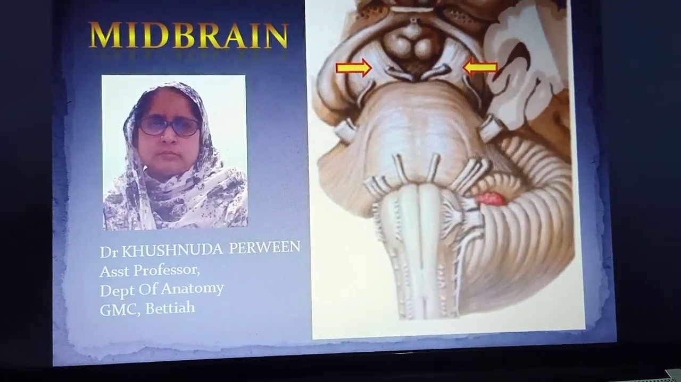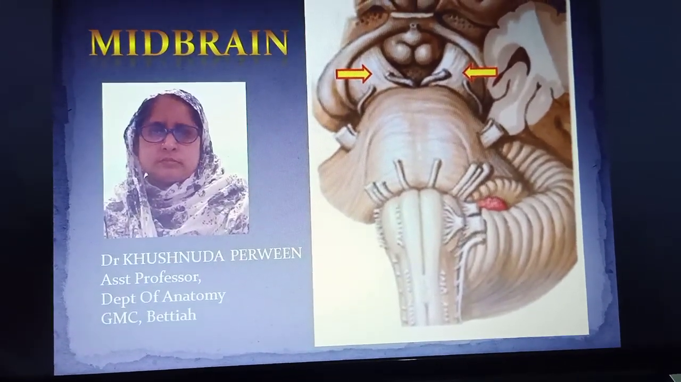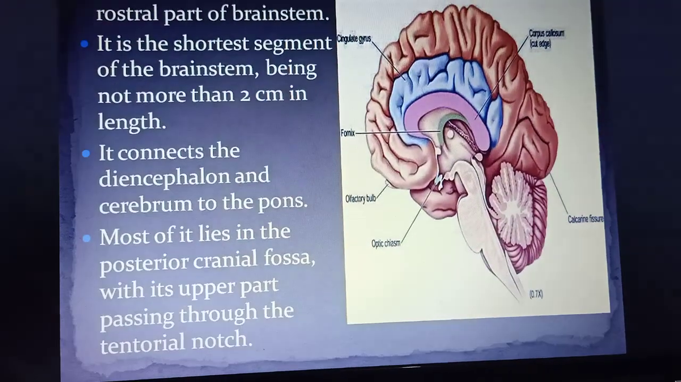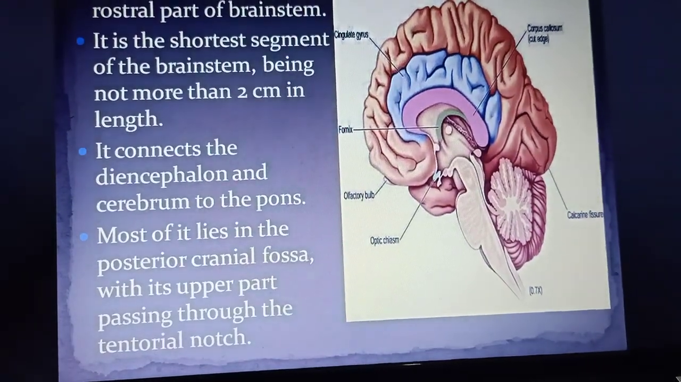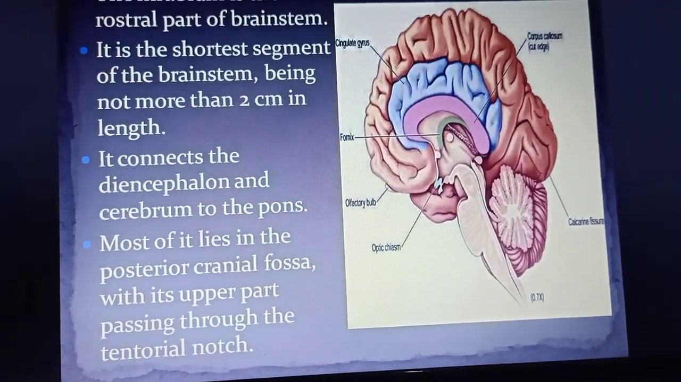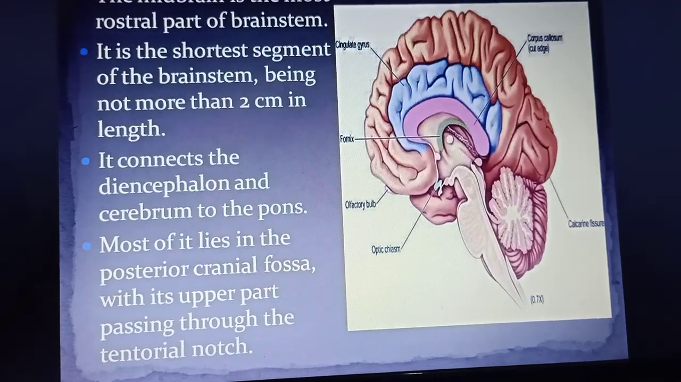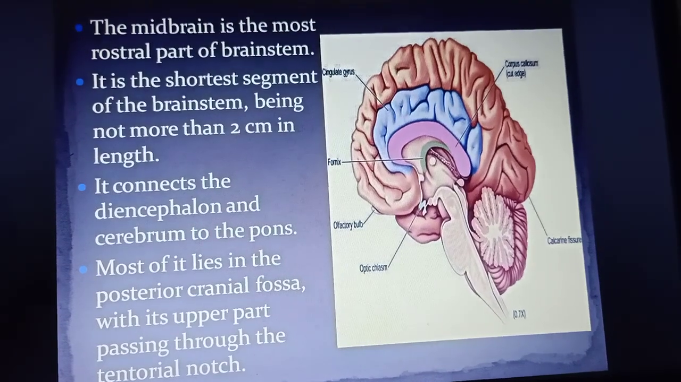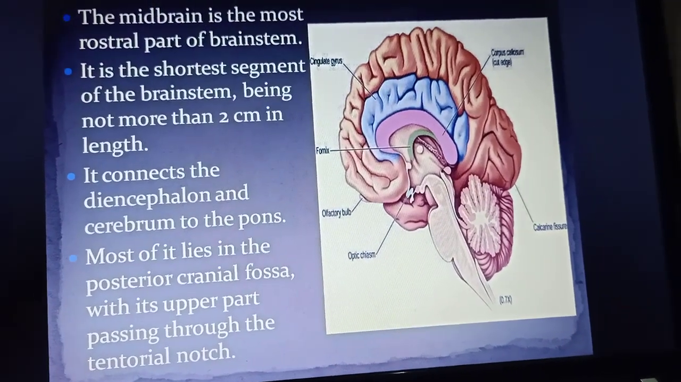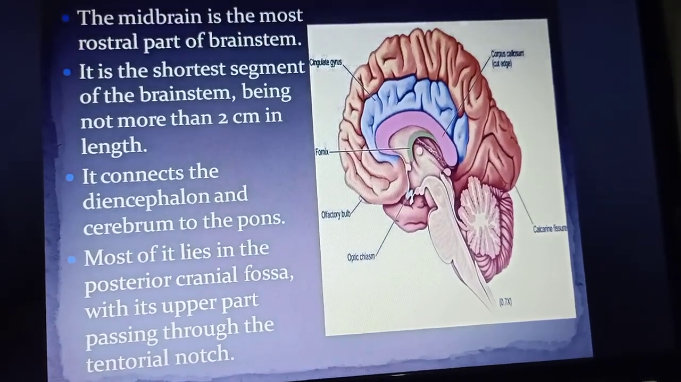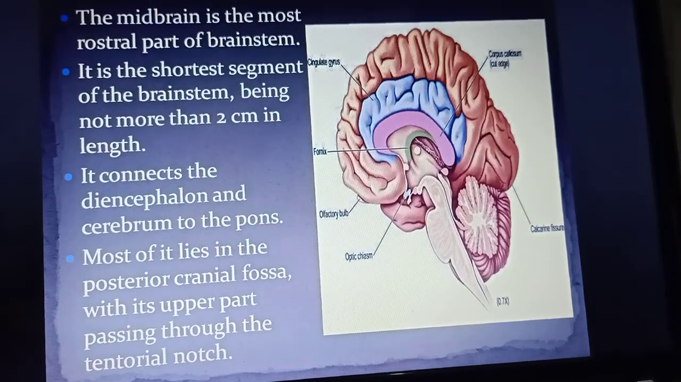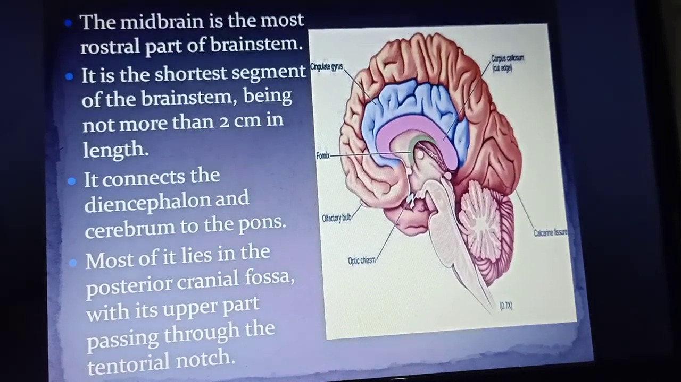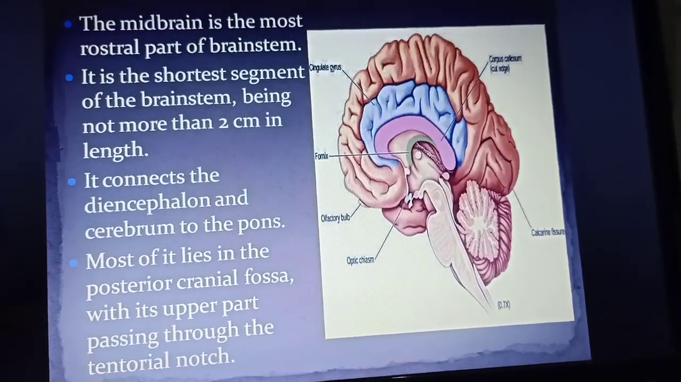Today I am going to discuss about midbrain. The midbrain is the most rostral part of the brainstem. It is the shortest segment of the brainstem, being not more than 2 cm in length. It connects the diencephalon and cerebrum to the pons. Most of it lies in the posterior cranial fossa, with its upper part passing through the tentorial notch.